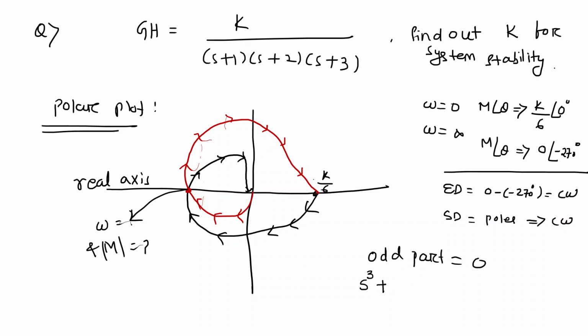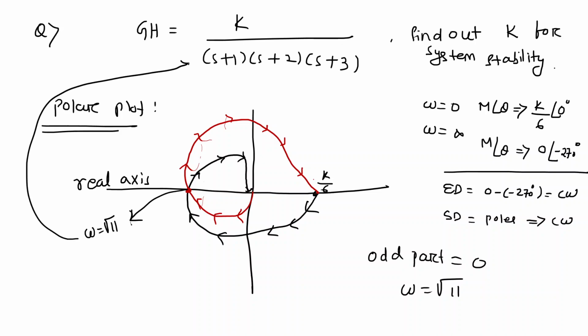Root 11. Root 11 is fine. Correct. Root 11 is the answer. Omega equal to root 11. Once you find out the omega equal to root 11, your next step is to put this root 11 in this transfer function to find out the magnitude. So what is the magnitude of this transfer function?